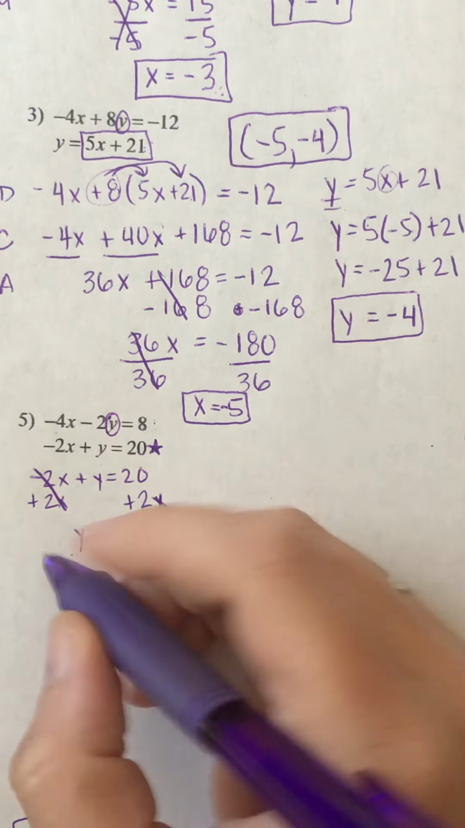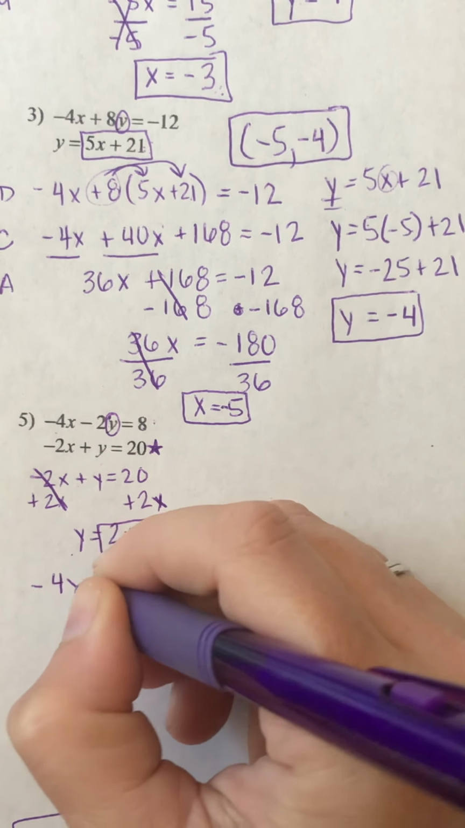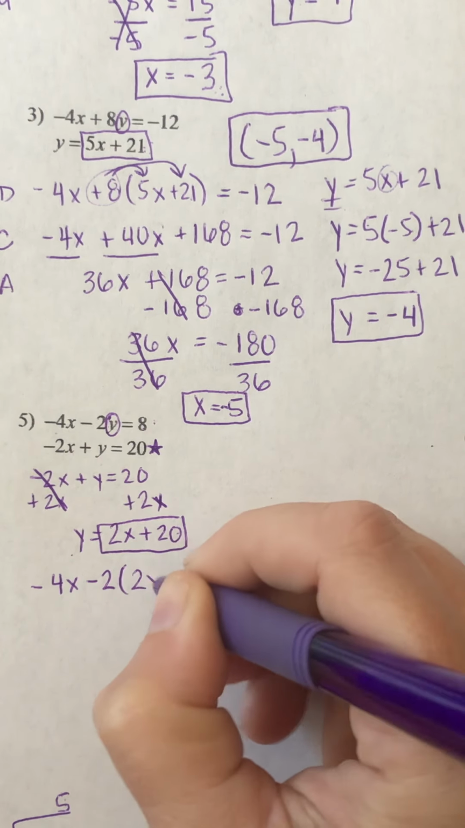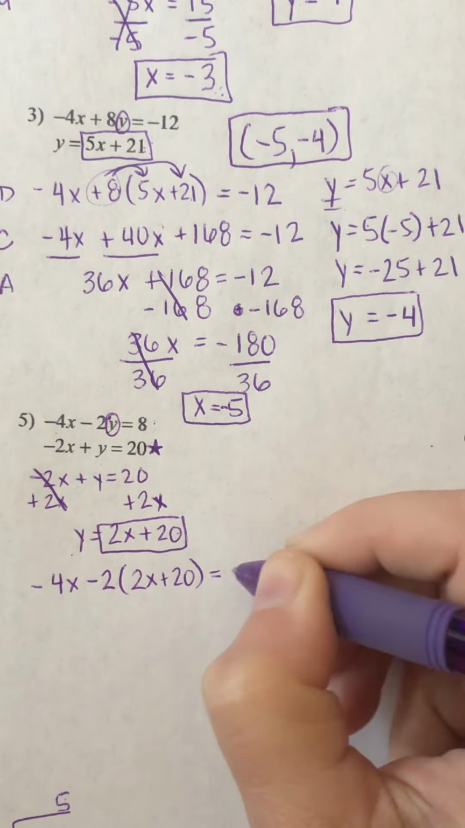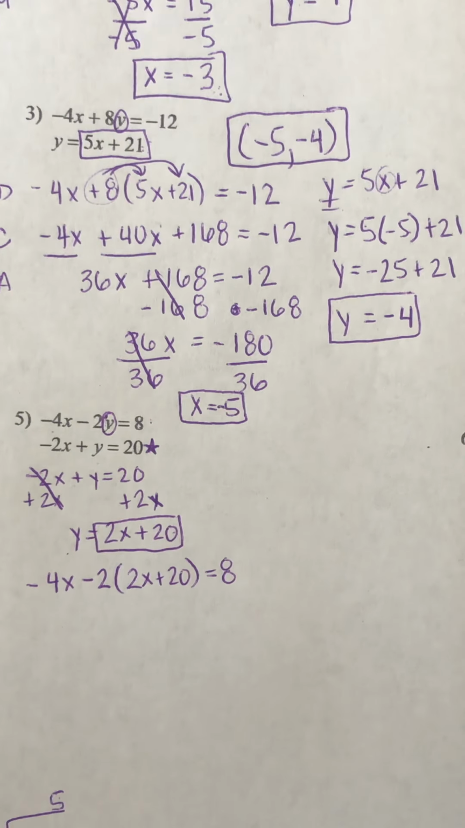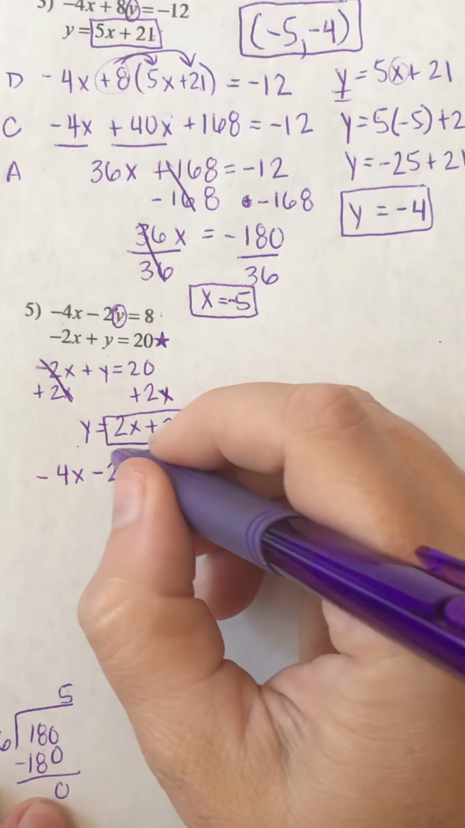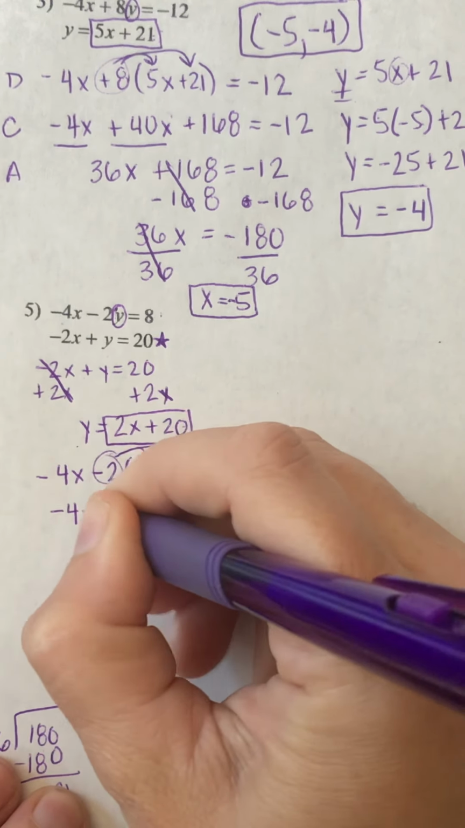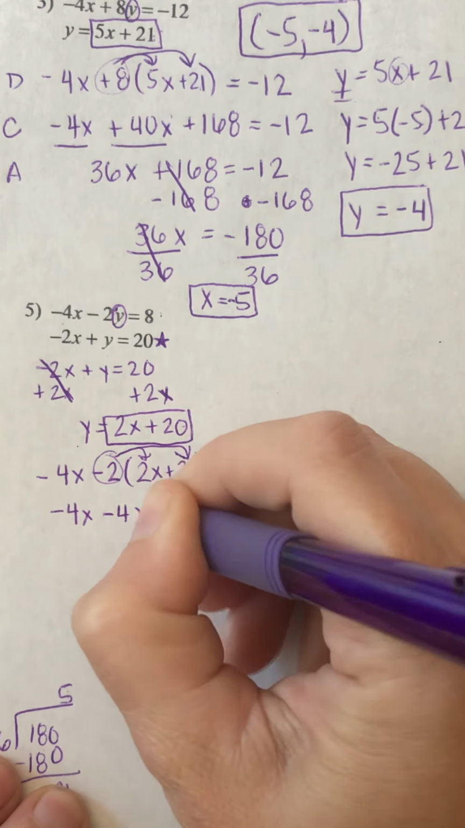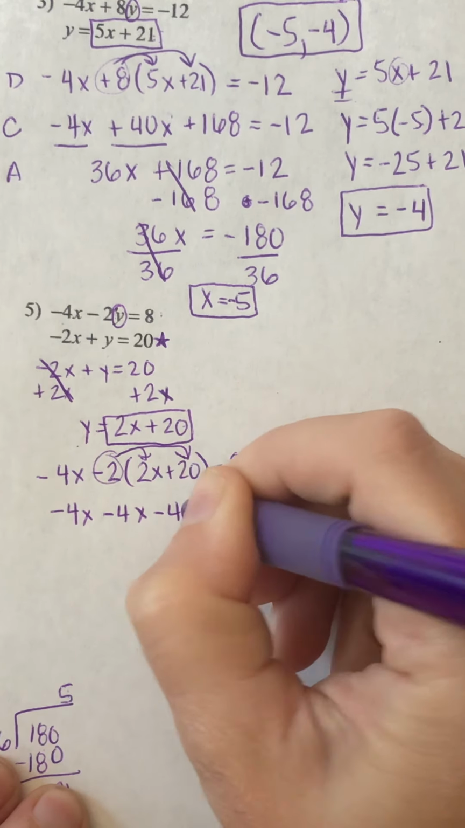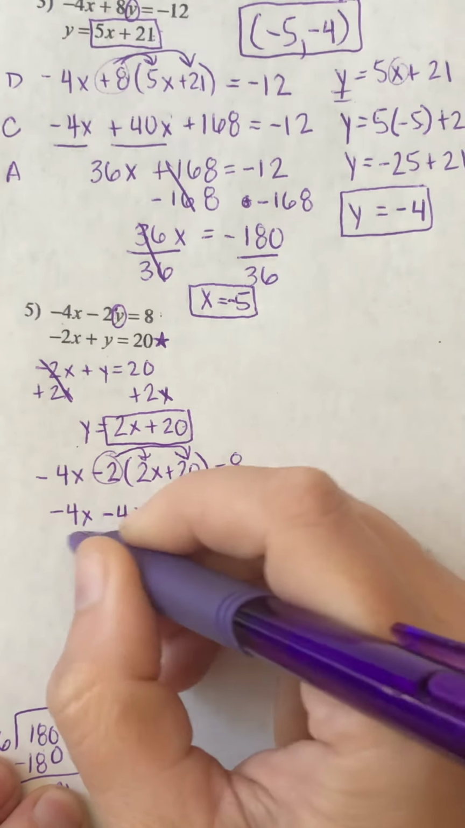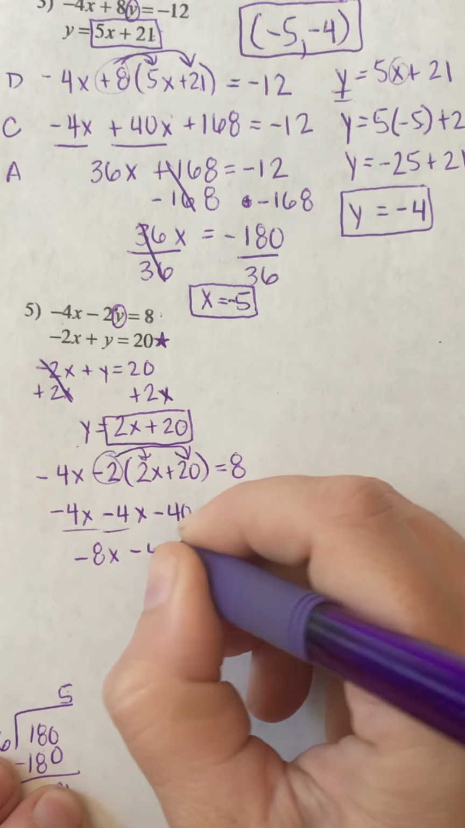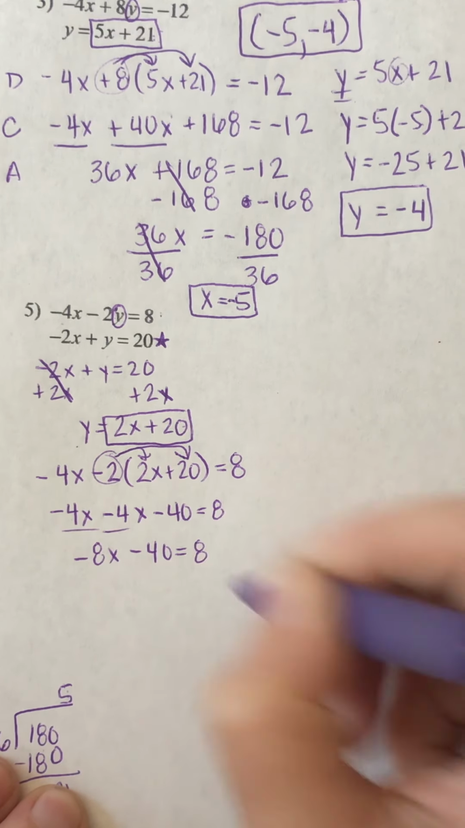All right, so we're going to do that. So we're going to plug in -4x minus 2, and instead of y, we're going to put in our 2x plus 20. That's going to equal 8. And then from here, the steps are going to be exactly the same. So we're going to distribute. We're going to do negative 4x minus 4x minus 40 equals 8. Combine our like terms. Negative 8x minus 40 equals 8.